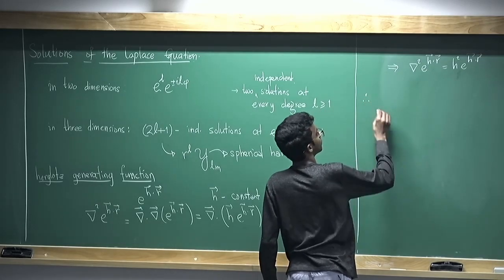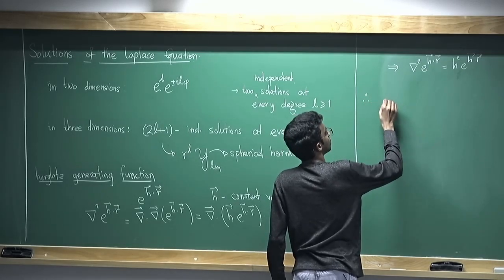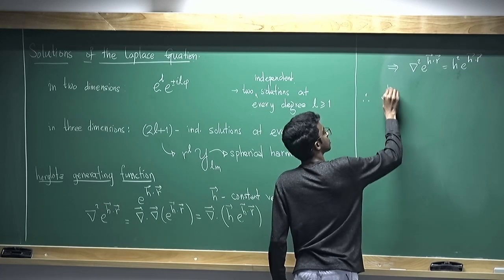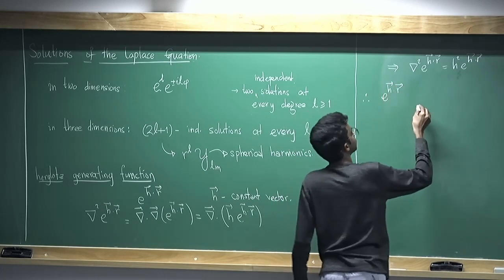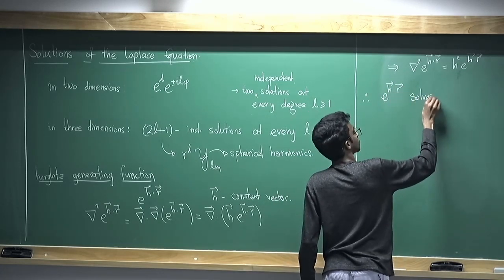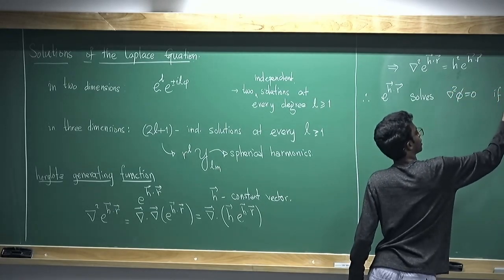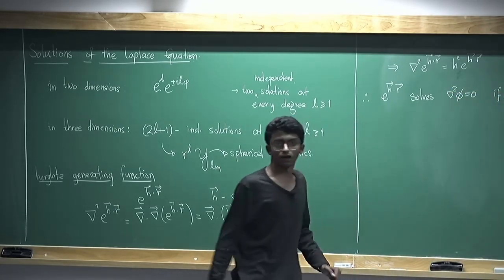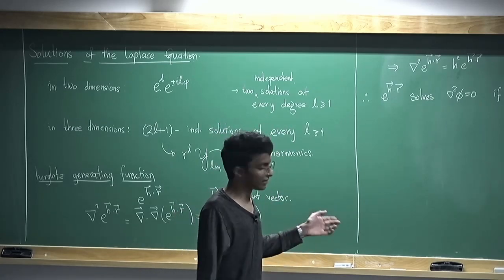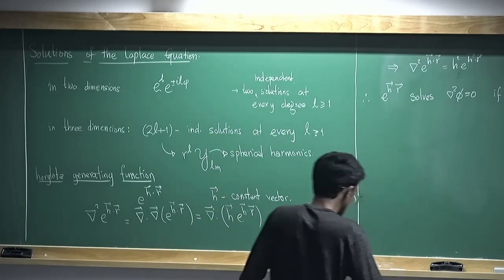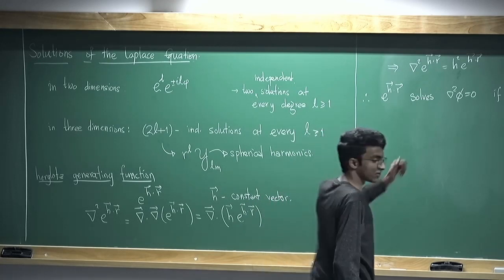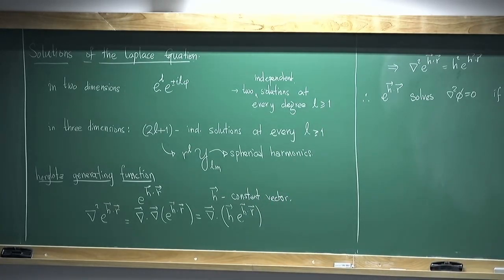Therefore, e to the h dot r solves grad squared phi equal to 0 if h squared equal to 0. Now you look at this and say, this is trivial because it will only give you the trivial solution. If h squared is equal to 0, remember h squared is just hx squared plus hy squared plus hz squared, all three of which are positive numbers, and so h squared equal to 0 would imply h equal to 0.